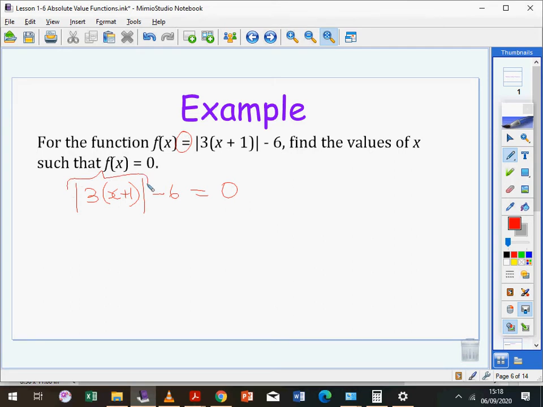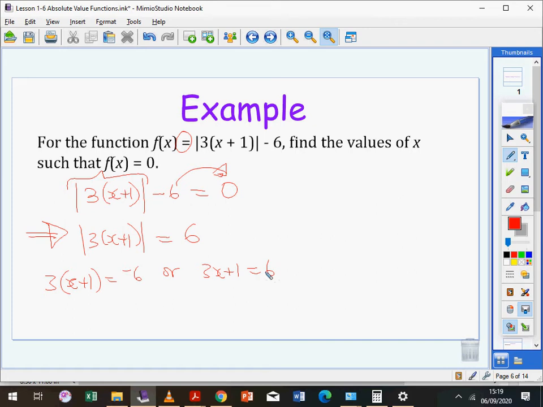That's going to be the absolute value of 3x plus 1 equals 6, because the 6 will go over to the other side. Now I know that the input to this absolute value could be a positive or a negative number, but its output will be positive. So I know that the input could have been 3x plus 1 equals negative 6, or 3x plus 1 equals 6. I'm going to solve those two equations.